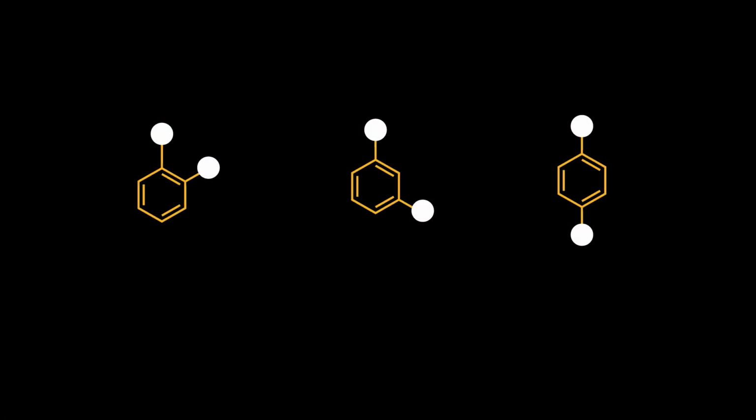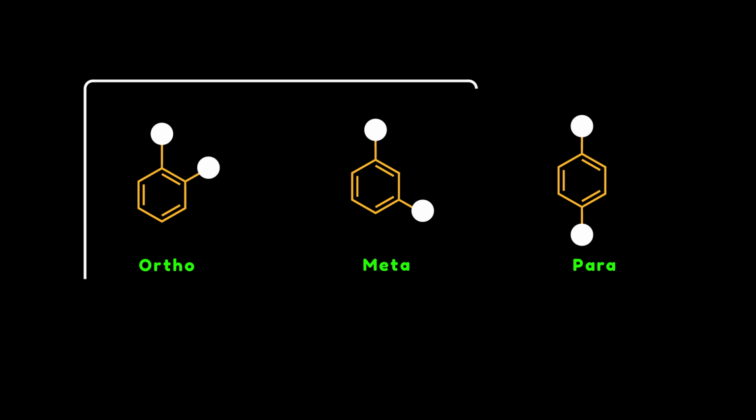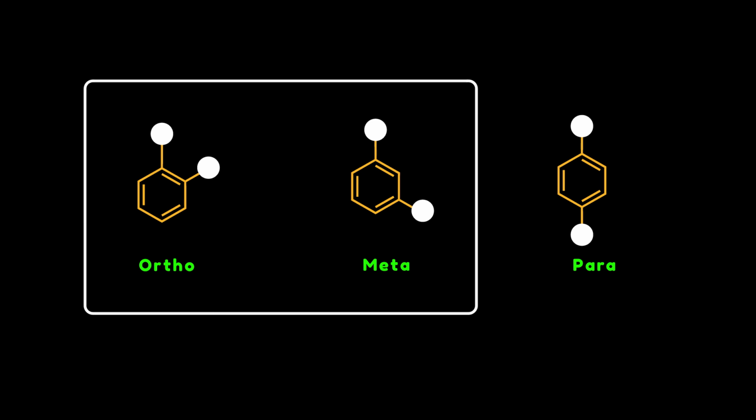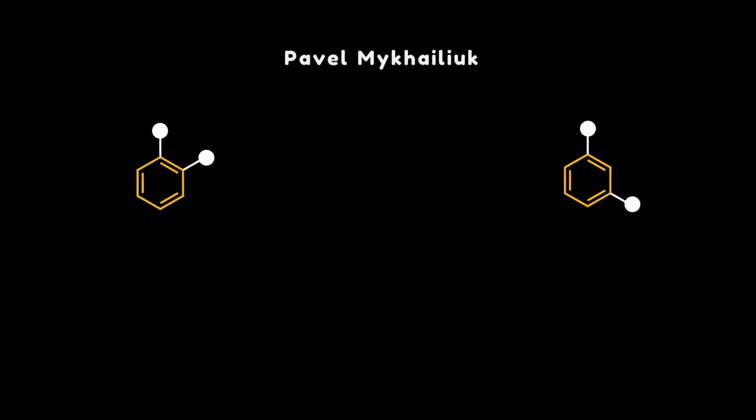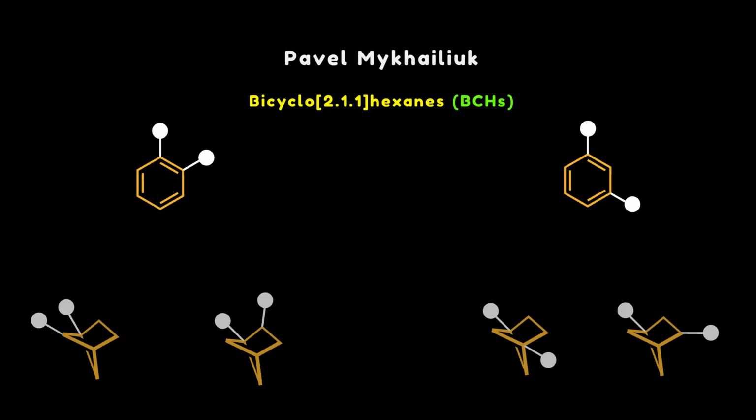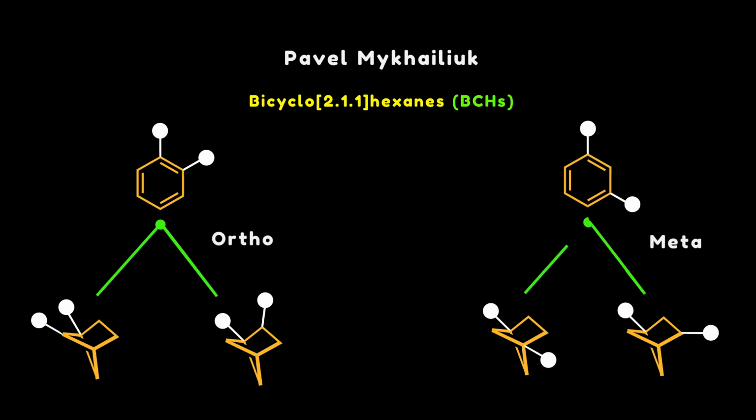It's important to note that benzene ring substituents can be positioned in ortho, meta, or para relationships. Until recently, most research focused on mimicking para-substituted benzenes. However, advancements in meta and ortho bioisosteres are now emerging. In this regard, Pavel Mykhailiuk has identified difunctionalized bicyclo[2.1.1]hexane as an attractive candidate for both ortho and meta substituted benzene bioisosteres, depending on its substitution pattern.